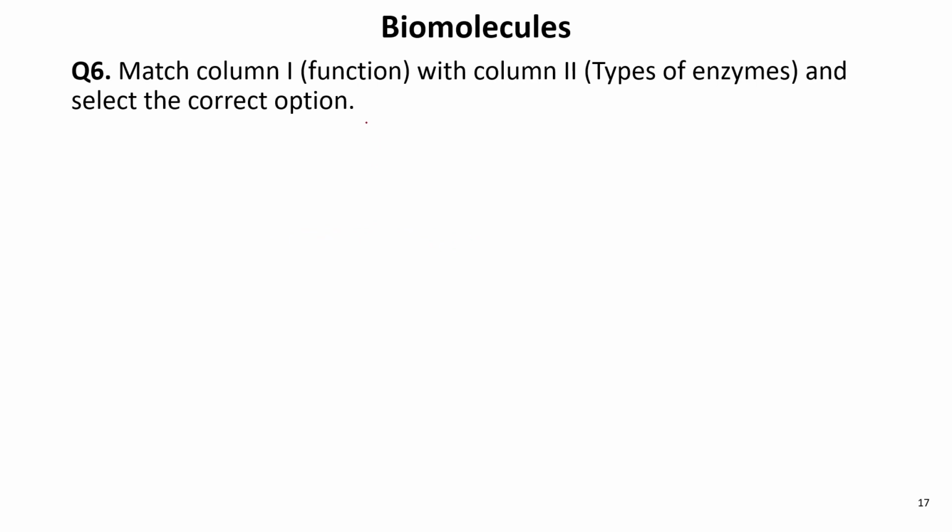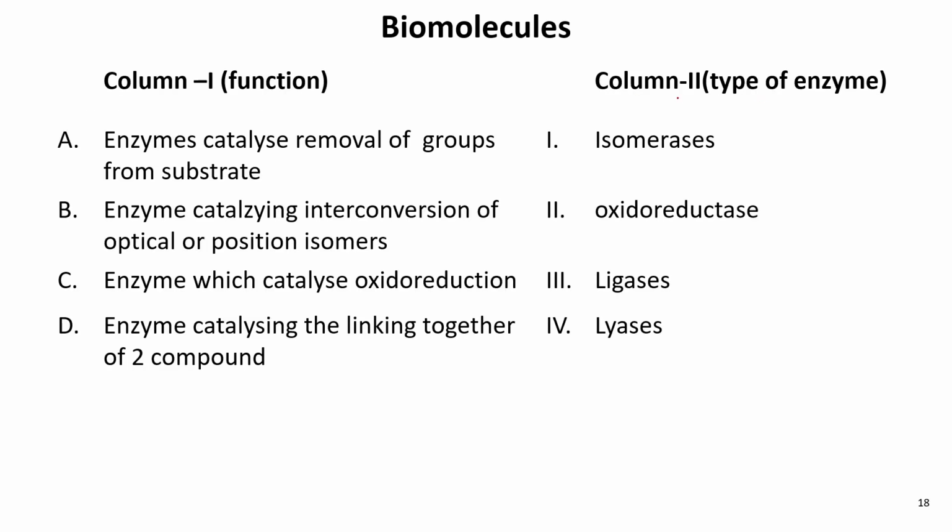Next question. Match column 1 function with column 2 types of enzymes. So column 2 is given different types of enzyme. So let us see here. Column 1 is having the functions of different types of enzyme, and the type of enzyme is given in column 2. Now enzyme catalyze the removal of groups from substrate. Okay, substrate is there, and enzyme removes one of the groups from that substrate and forms the product.